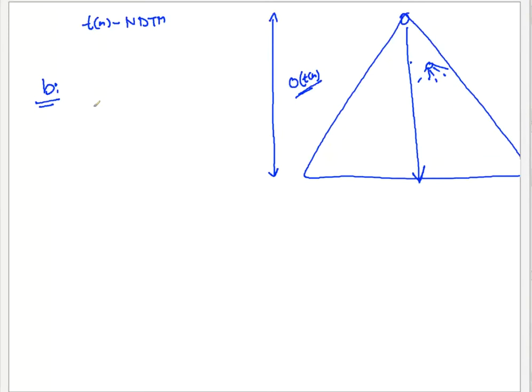Is the question clear? I'm asking that suppose this tree is order of T(n) depth, and at most you can have b children from a node. What is the upper bound for the number of leaf nodes?